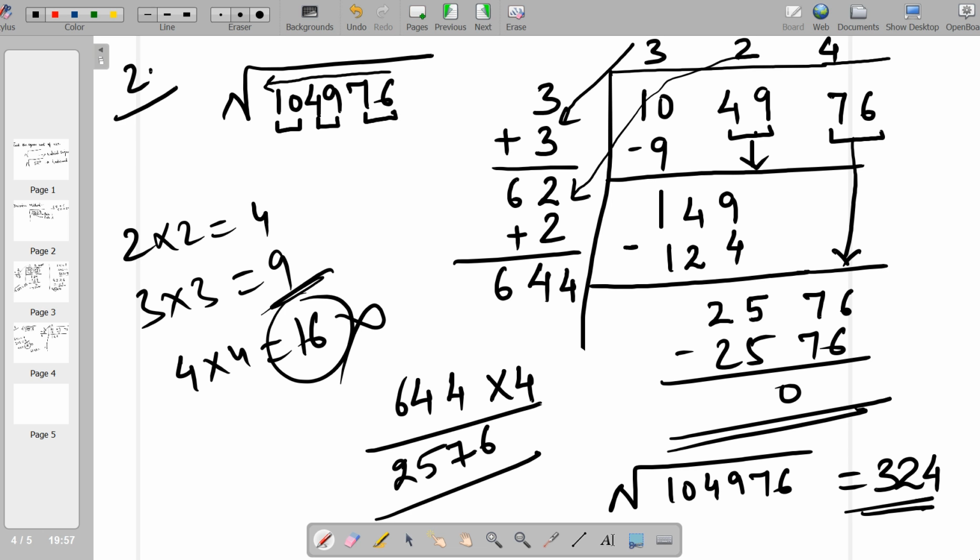So this is how you can find the square root of any given number. The only thing is, if you're seeing the last digit, try to recall which numbers can give you those digits. Like this is 6, 4 4s are 16, one's digit is 6. You can try with 4, and likewise. If you do a couple more questions on your own, you will be able to figure it out easily. So it's not a very big task.